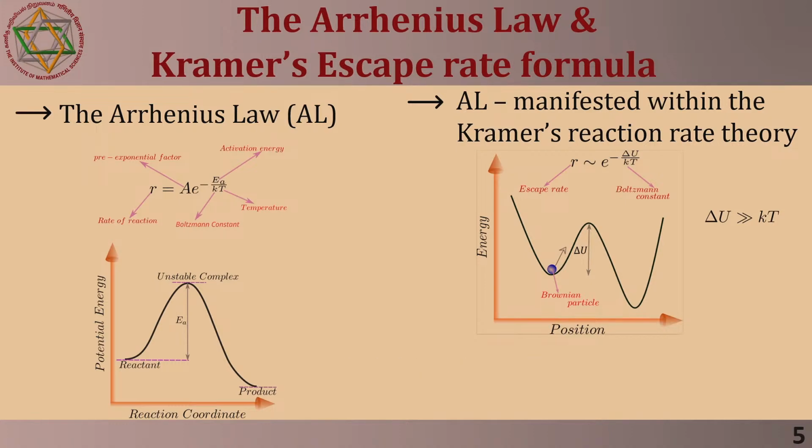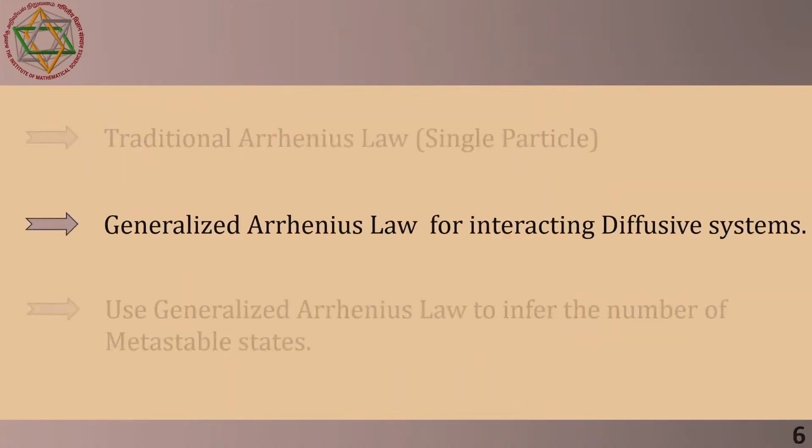Okay, so let us go a little bit deeper into this Kramers escape rate formula. You see that the escape rate depends only on the height of the barrier. So, experimentally, if one can get the data for the escape rate of a particle at different temperatures, one can infer the barrier height in front of the Brownian particle. However, this Kramers setup cannot count the number of metastable states in a potential landscape. With this message, let me introduce the generalized Arrhenius law for interacting diffusive systems.